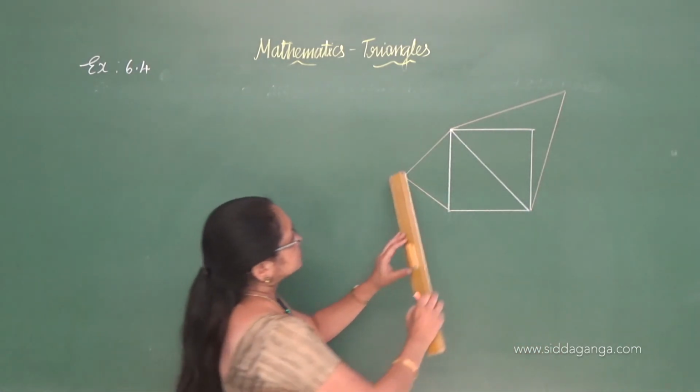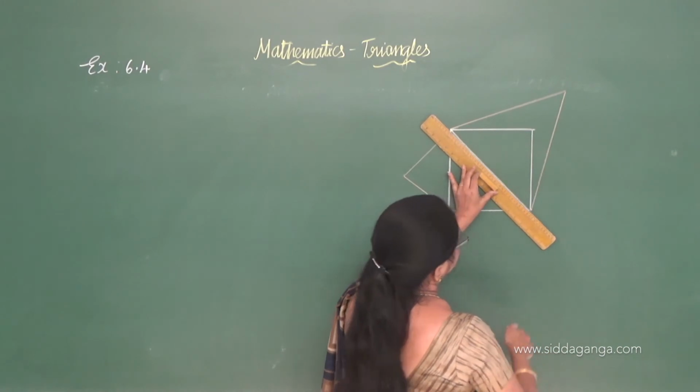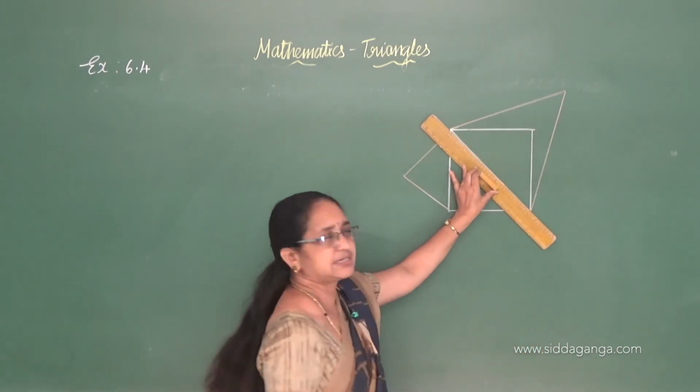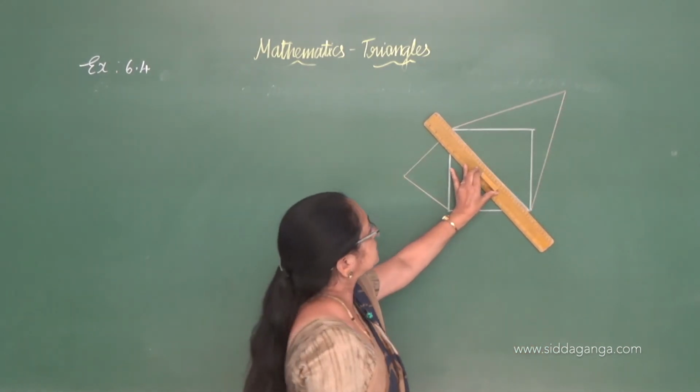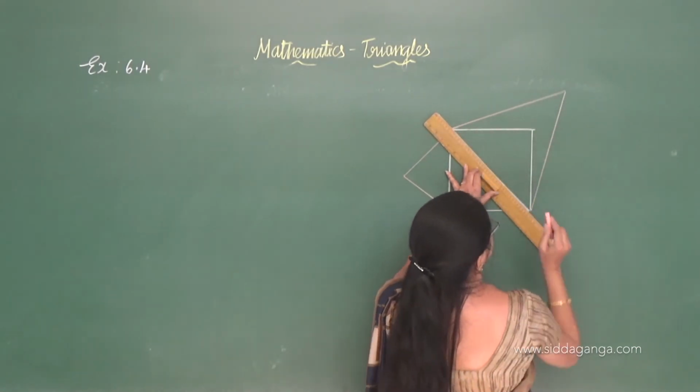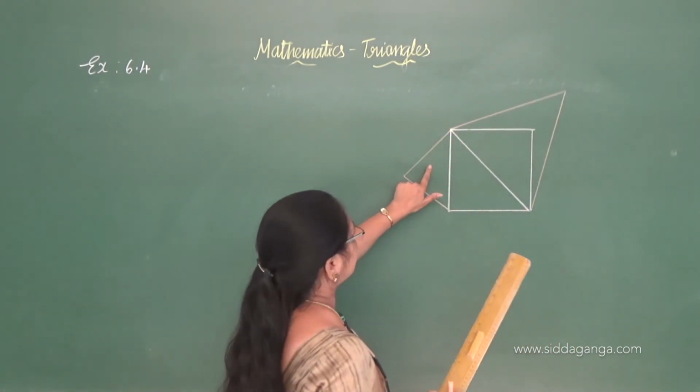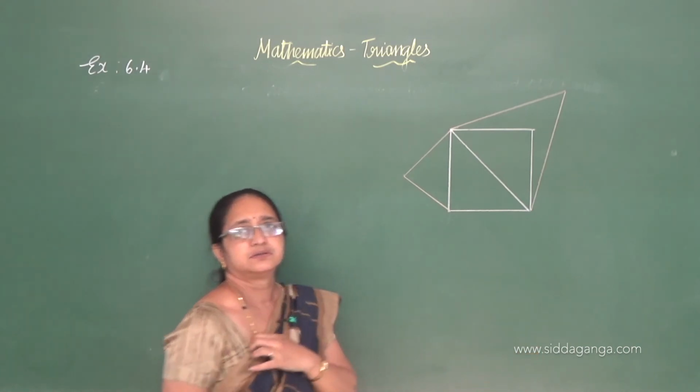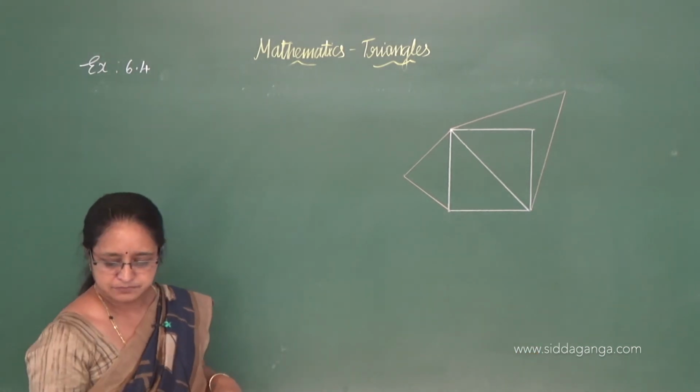So, this is one side of the equilateral triangle. The diagonal of a square is one side of the equilateral triangle, and the other one is described on the side of the square. Okay.